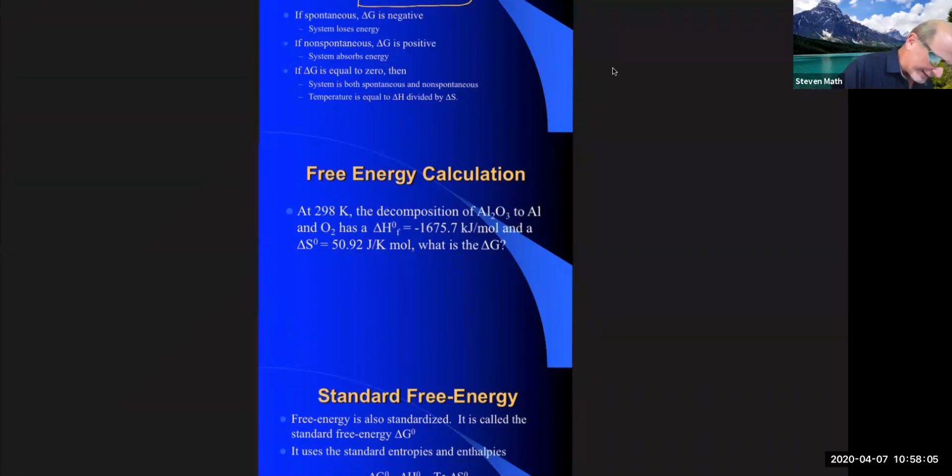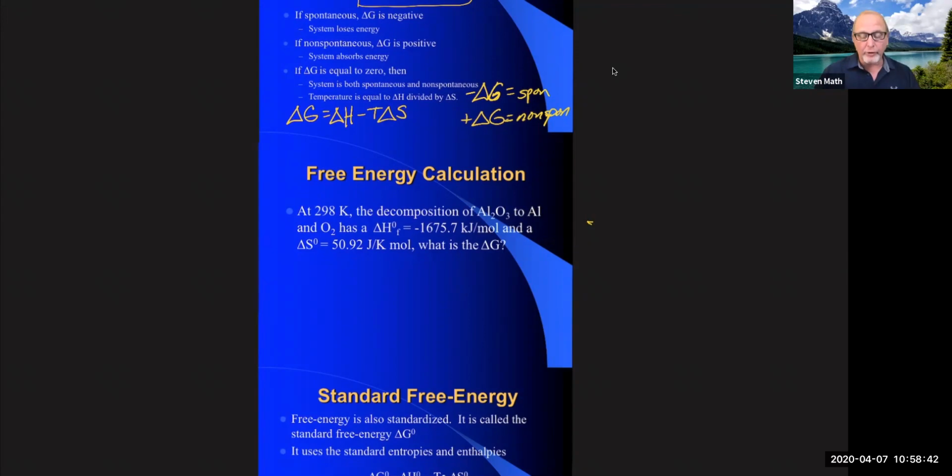Now remember, we just got done saying that negative delta G is spontaneous, and a positive delta G is non-spontaneous. And we're going to use two different formulas to calculate delta G. The first one is delta G equals delta H minus T delta S. We're going to have some unit issues on that one, so we're going to do that one first. And then in the second one, we're going to do standards.